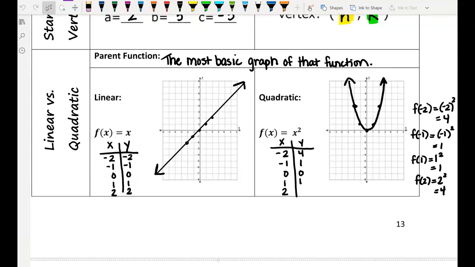All right, then we looked at what is called the parent function, or the most basic graph of that function. For linear, it's f of x equals x. For quadratic, it's f of x equals x squared. And the reason that those are called parent functions is because every other quadratic that we graph is some type of transformation of this graph.